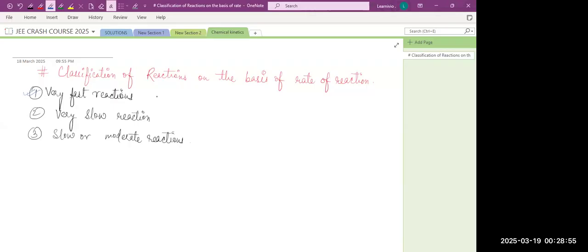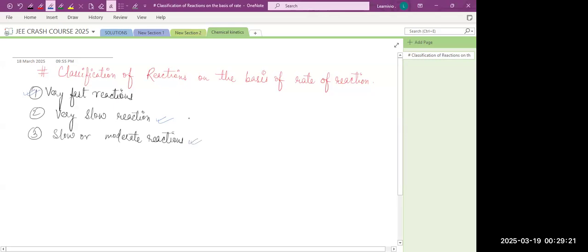Okay, see the next one, very slow reaction. This type of reactions proceed very slowly and they may take even several months for their completion, right? For example, a very basic example is rusting of iron. It will take several months for completion. It is very slow.